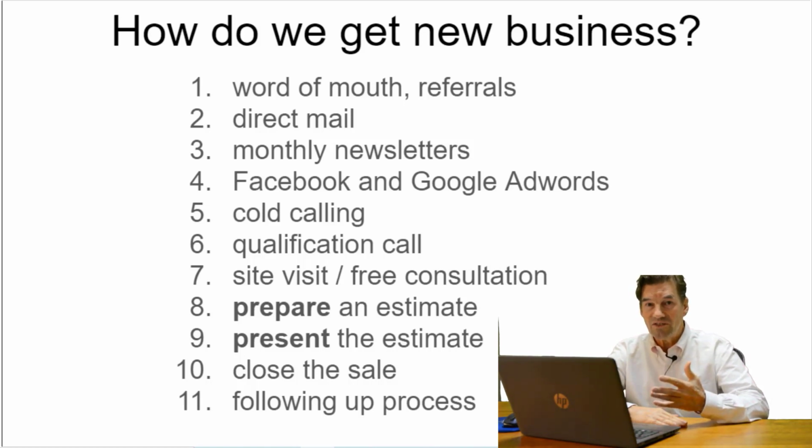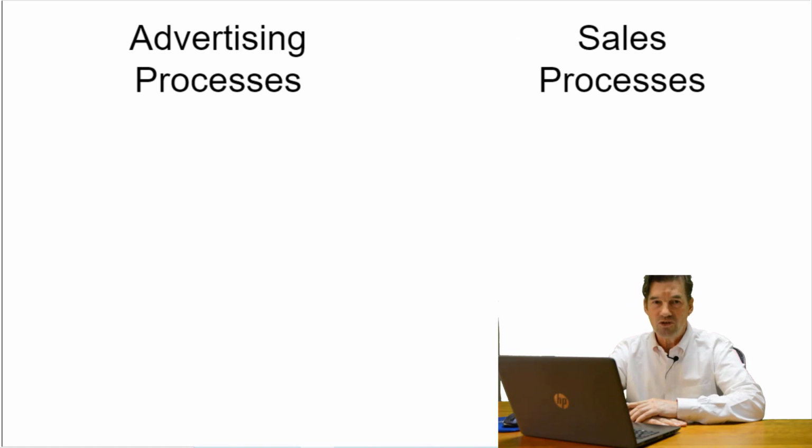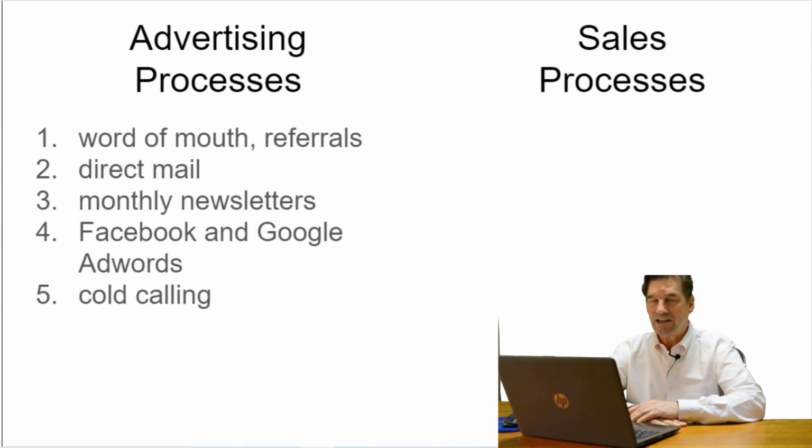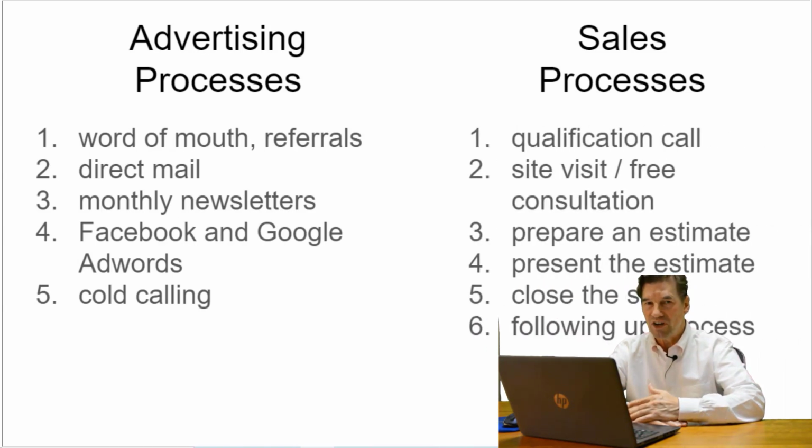If we look at this list, I think I can organize them into, say, 2 categories. There's basically what I might call advertising and generating leads, and then another category for sales conversion and follow-up.